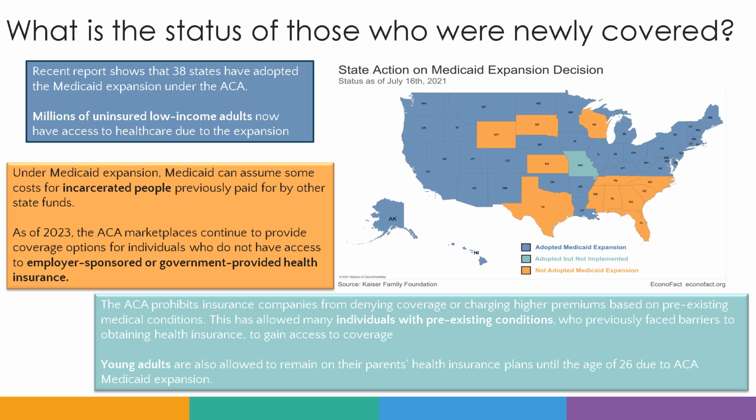As of August 2023, 38 states, including Washington, D.C., have adopted the Medicaid expansion under the ACA, leaving only 12 states who are yet to adopt this expansion. The ACA's prohibition on denying coverage and charging higher premiums based on pre-existing conditions has allowed many individuals with pre-existing conditions to gain access to health insurance. Overall, the ACA has significantly expanded health insurance coverage and access to health care for millions of previously uninsured or underinsured individuals. Challenges, however, remain, such as the coverage gap in states that have not adopted Medicaid expansion and ongoing efforts to repeal and modify the law.